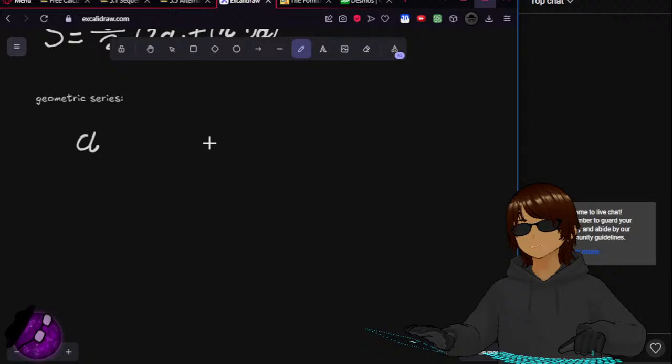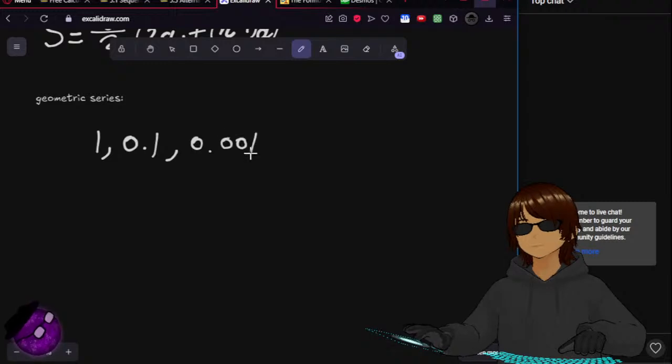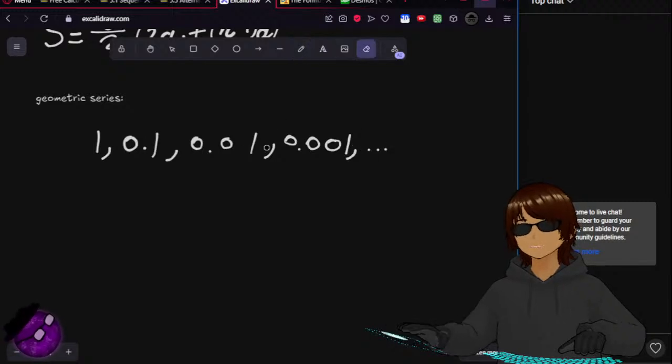No, that doesn't get us anywhere. Basically, let's say the sequence is this. You have 1 and then divided by 10. So the ratio is 1 over 10. And then 1 over 10 again. And 1 over 10 again. And so on all the way till infinity. If we add them all up, what do we get?